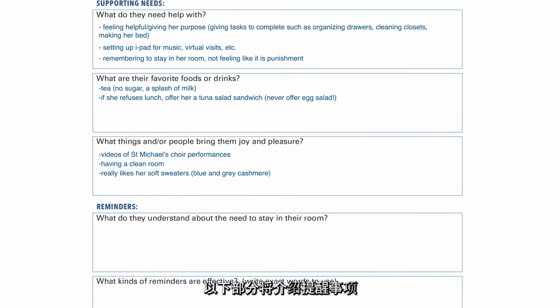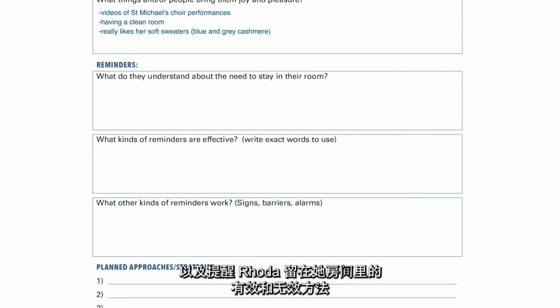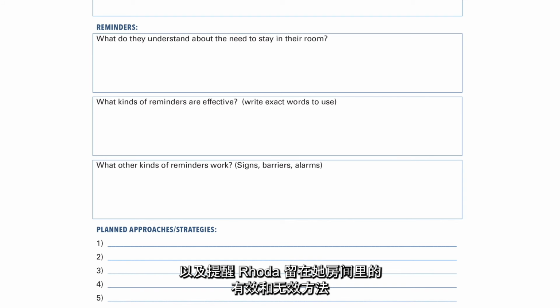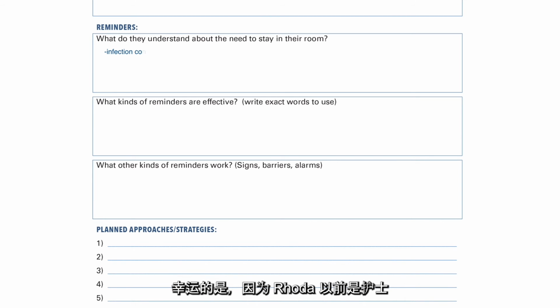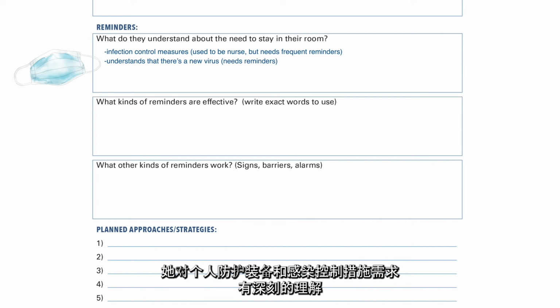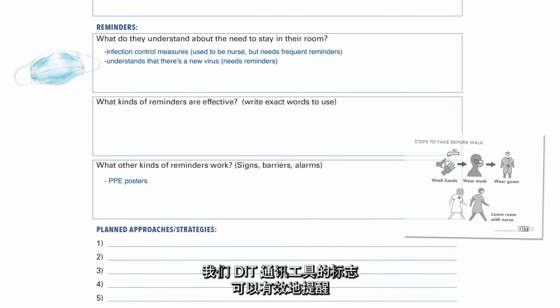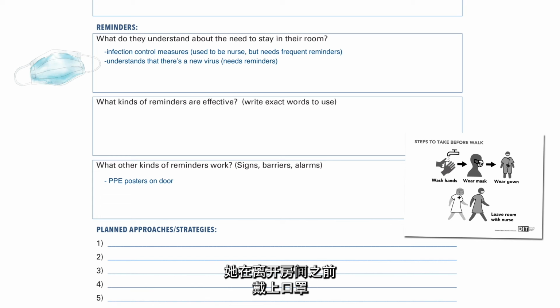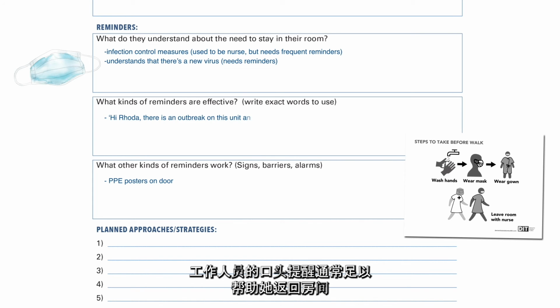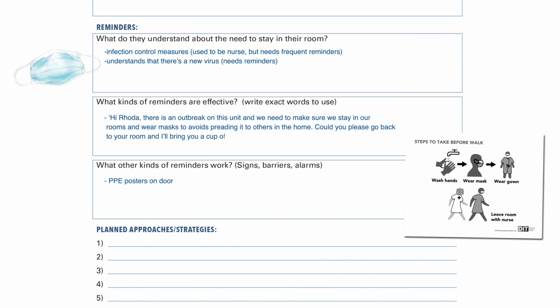The following section looks at reminders and what does and doesn't work to remind Rhoda to stay in her room. Luckily, because Rhoda is a former nurse, she has a strong understanding of the need for PPE and infection control measures. The sign from our DIT communication tools is effective in reminding her to put on a mask before leaving her room. A verbal reminder from staff is often enough to help her return to her room.